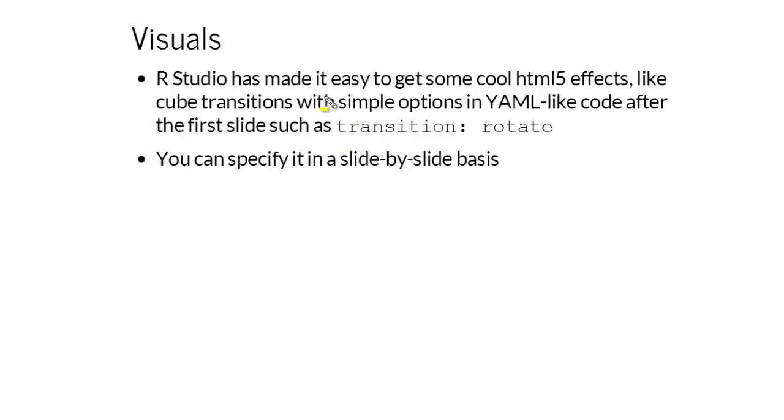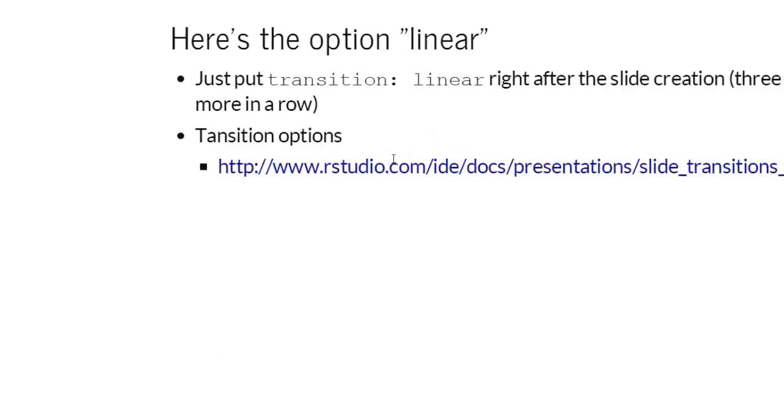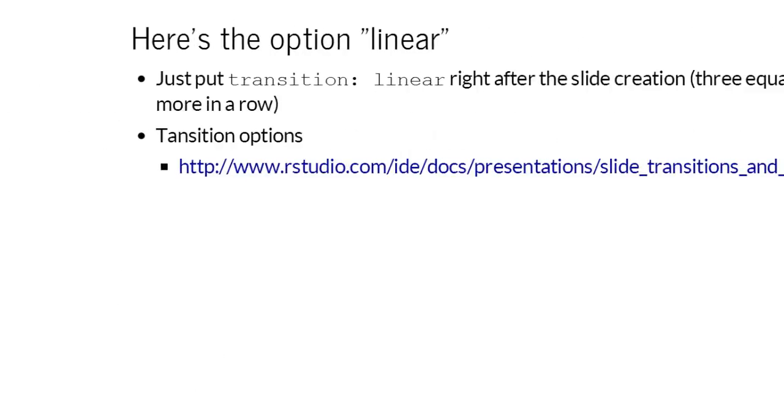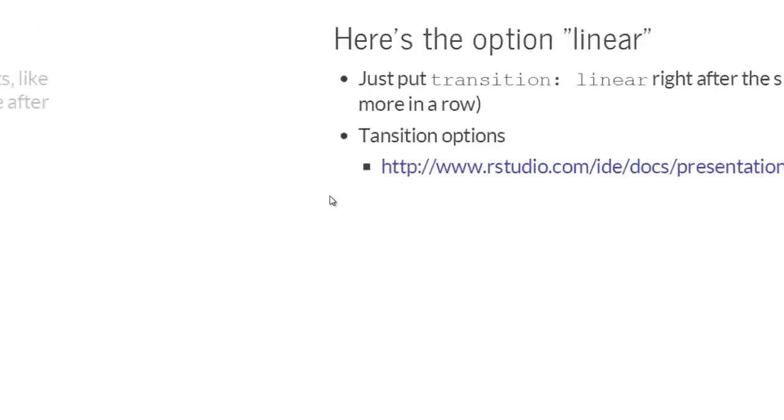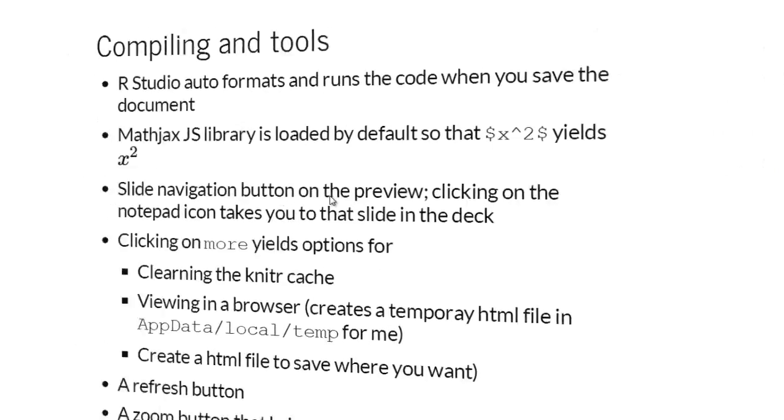So at the beginning, right after each slide, there's a kind of YAML-like code. And for example, you can just put transition equals rotate, and that sets the transition to this cube-like rotate. If you do, for example, transition linear, which I think is the default, then it'll switch to this sort of linear transition. See, that's the linear transition. And then there's the cube transition.